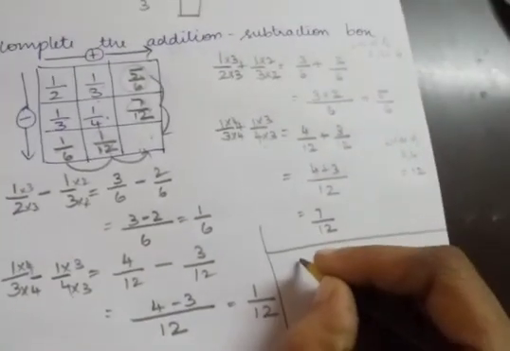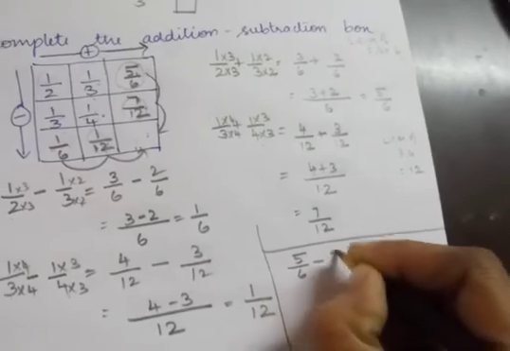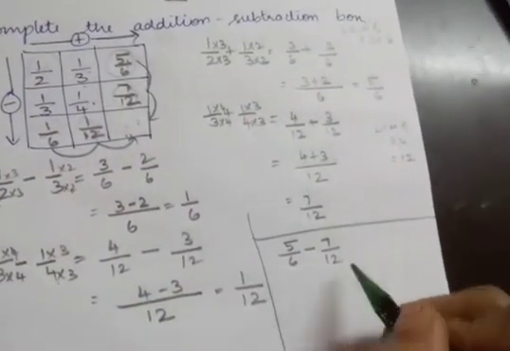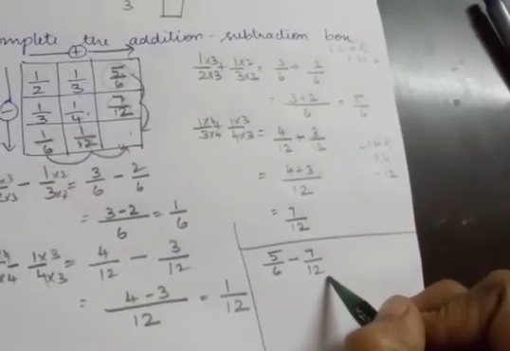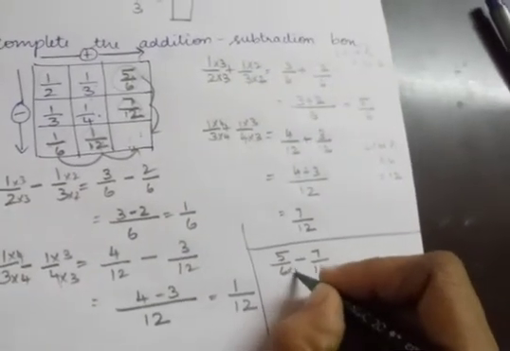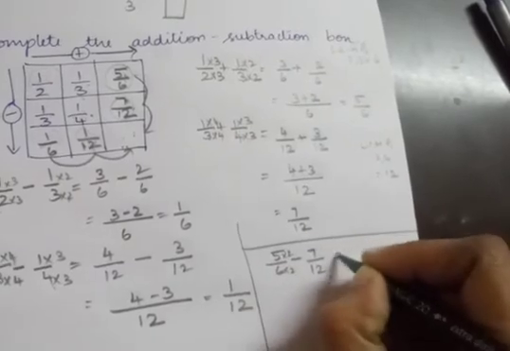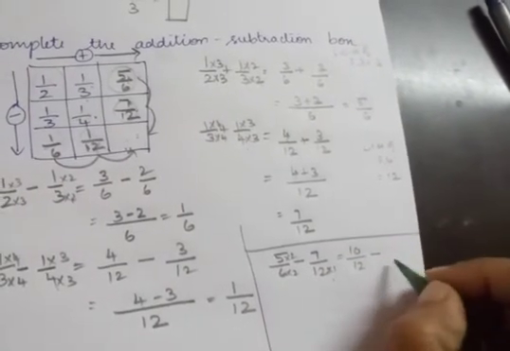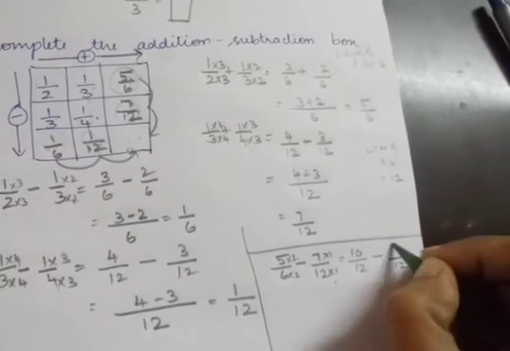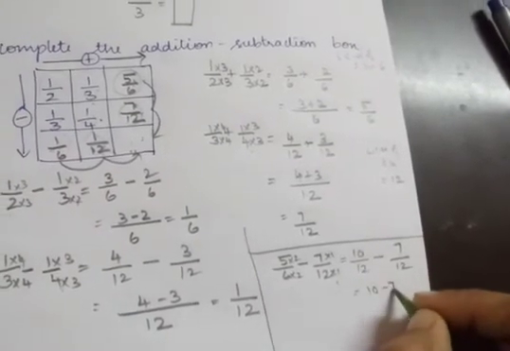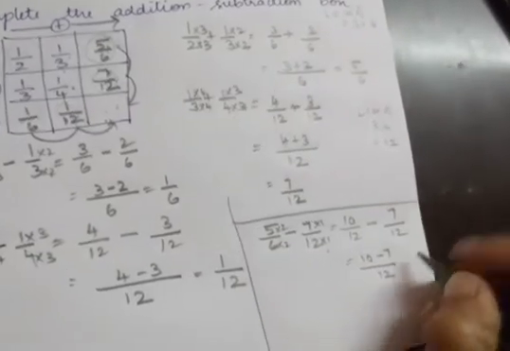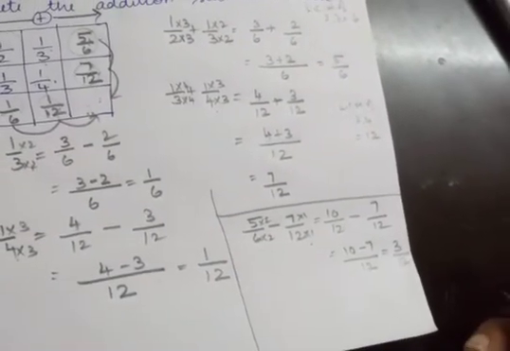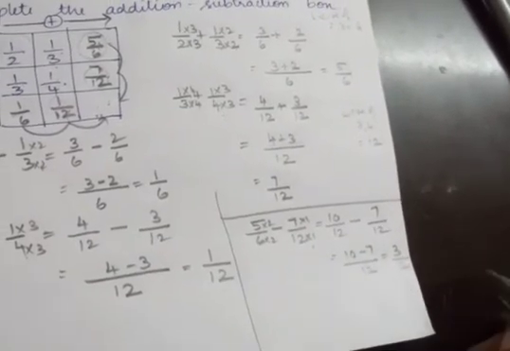Now 5 by 6 minus 7 by 12. I am going to do 5 by 6 minus 7 by 12. The LCM of 6 and 12 is 12. So 6 2s are 12, so 5 2s are 10. 10 by 12. Minus, this is already in 12. So 12 ones are 12, 7 ones are 7. So 10 minus 7 divided by 12. 10 minus 7 is what? 3 by 12. Okay, 3 by 12 is your answer.